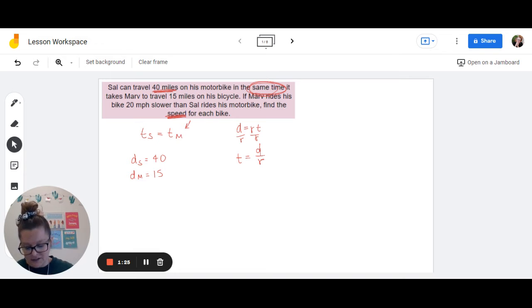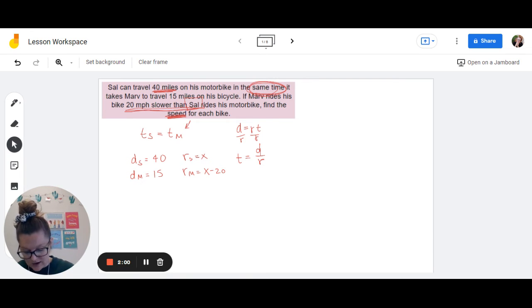If Marv rides his bike 20 miles per hour slower than Sal, I'm like, hey, do I know Sal's rate? I'm like, nope. So let's let that equal x. So the rate for Sal is equal to x. And if Marv rides slower, I'm going to subtract 20 from his rate. So think about miles per hour, like speed limit signs. If you're going slower, you're going to be at a lower rate. So for Marv, it's equal to x minus 20. I have all of my pieces.